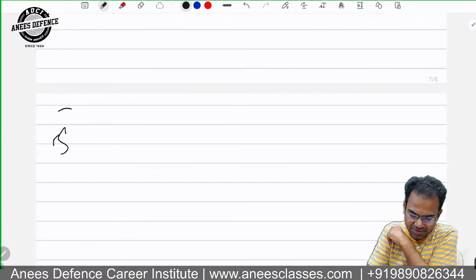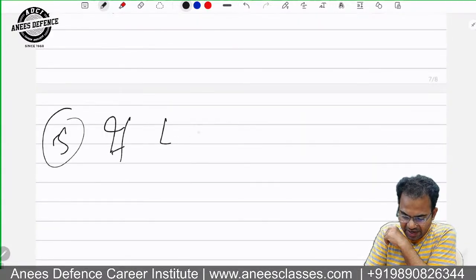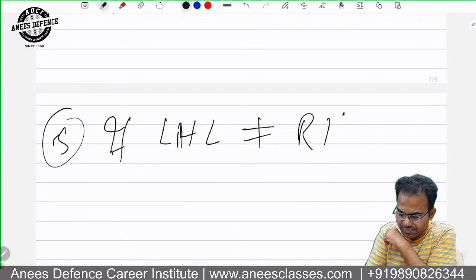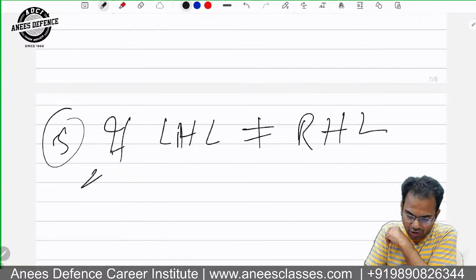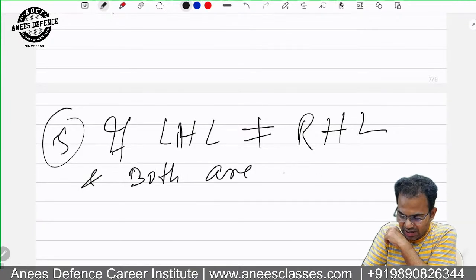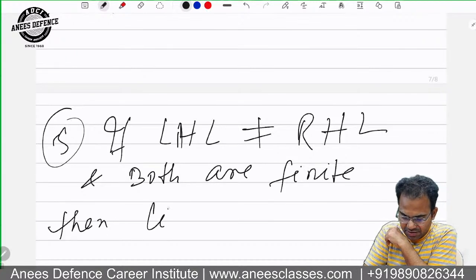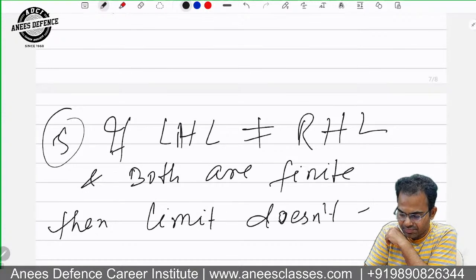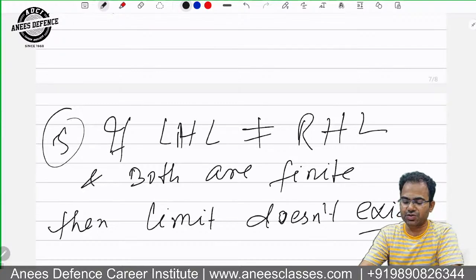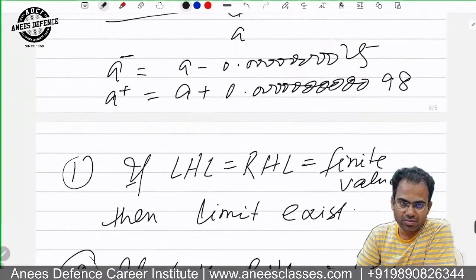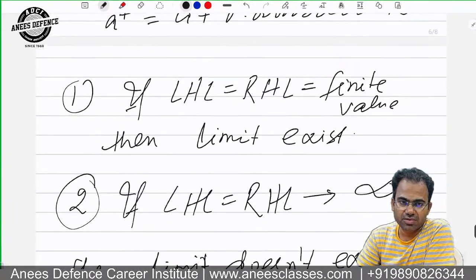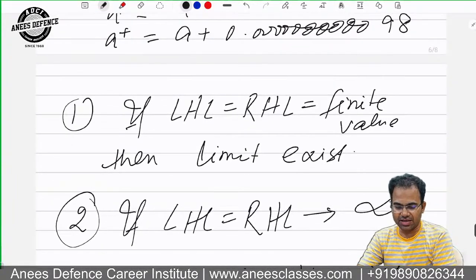Now the last point, if LHL is not equal to RHL and both are finite, then the limit does not exist. Write this rule, all of you who are present here, right? Because these are very important points.